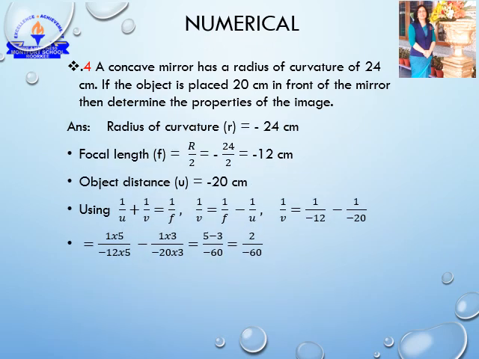Coming to the next numerical, a concave mirror has a radius of curvature of 24 centimeter. If the object is placed 20 centimeter in front of the mirror, then determine the properties of the image. Here they are talking about the image properties, whether the image formed is enlarged or real or virtual. That is what we need to find out.